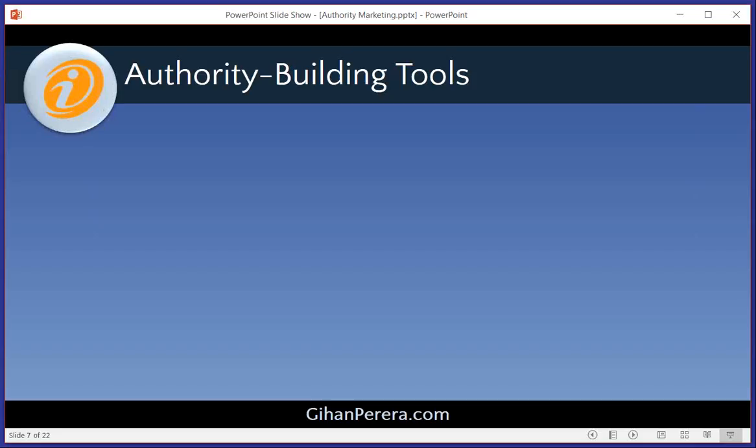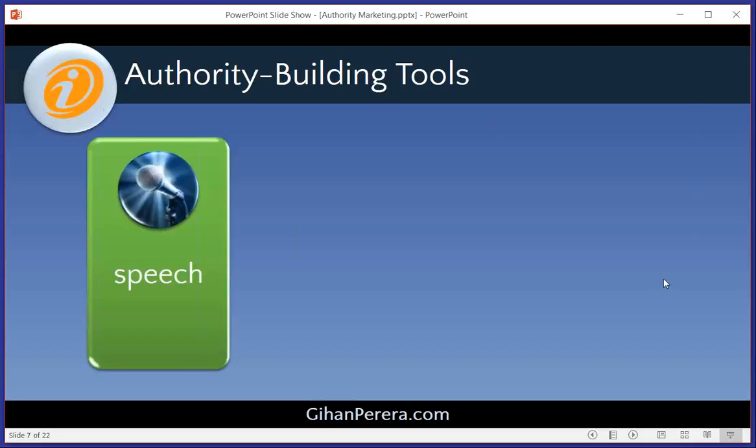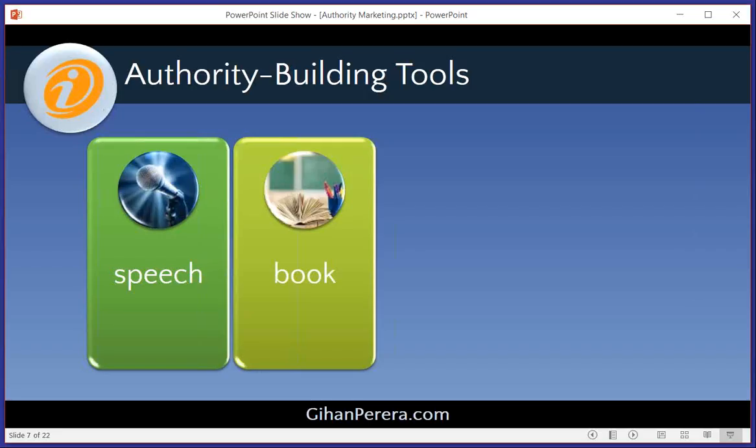Okay, so what sort of things position you as an authority? Well, a lot of people will give free speeches or free presentations because they know that being an expert at the front of the room helps them get business. A lot of people will recognize the value of a published printed book that they can give out as a gift. So they're not trying to make money from their book, but they recognize the value of having a published book as building authority.